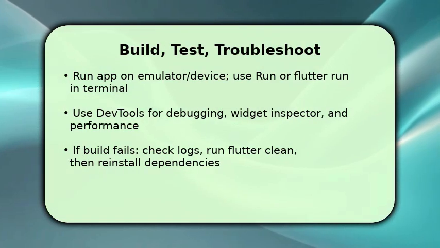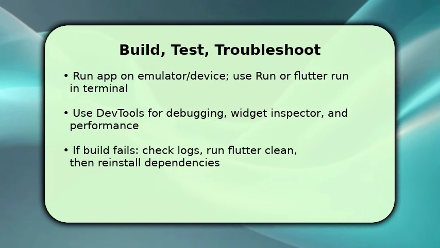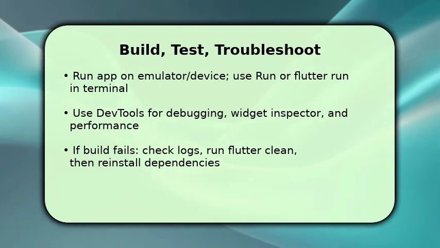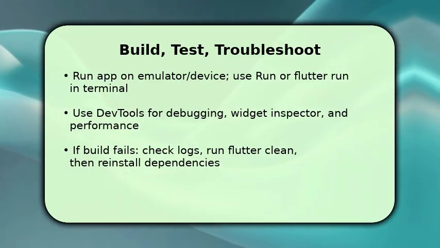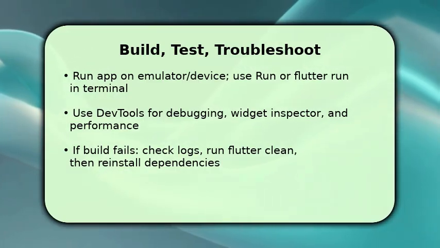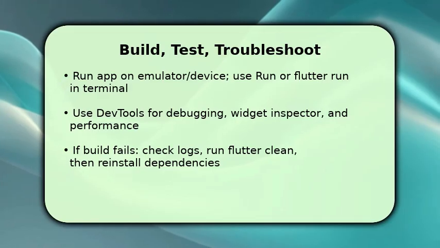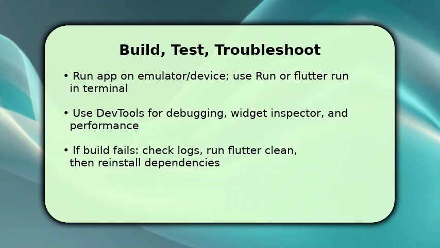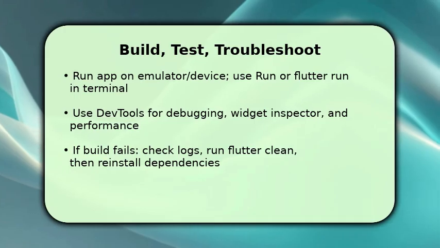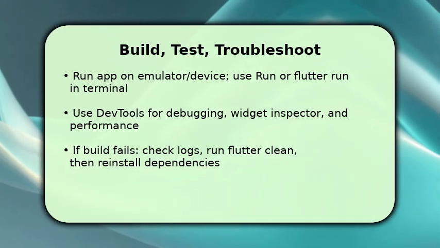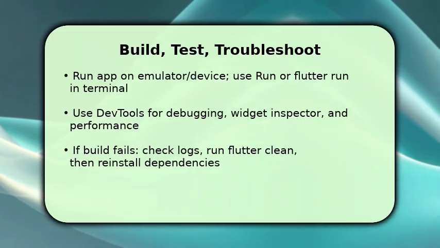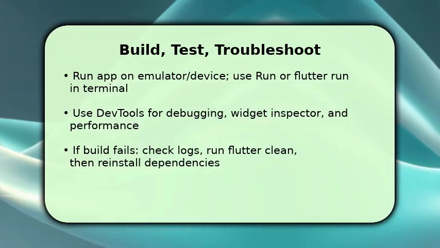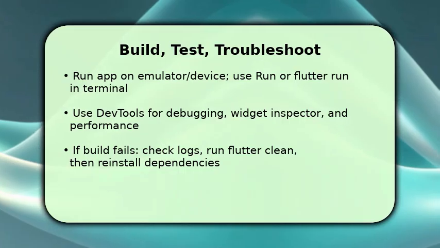You run the app on your emulator or device using Run in Android Studio or flutter run in the terminal and watch the logs for errors. Use DevTools and the Widget Inspector to debug UI issues and check performance. These tools show why builds behave a certain way. If a build fails, first read the error, then run flutter clean, flutter pub get, and rebuild. Make sure your SDK paths match and Gradle is updated. This single troubleshooting step resolves most build problems.